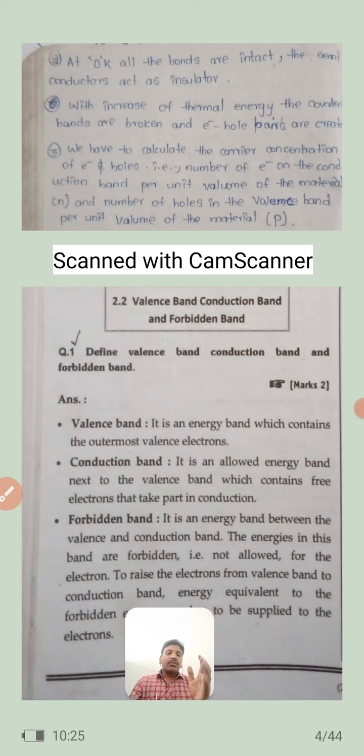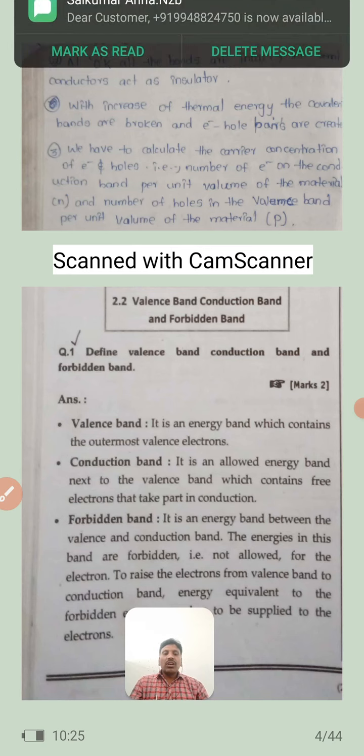Or makes like a friction or opposites. So that's why we need to know this valency band, conduction band and forbidden gap. It is an energy band between the valency and conduction band. The energies in this band are forbidden. Forbidden is nothing but hidden, so it is not allowed for the electron to rise from valence band to conduction band.